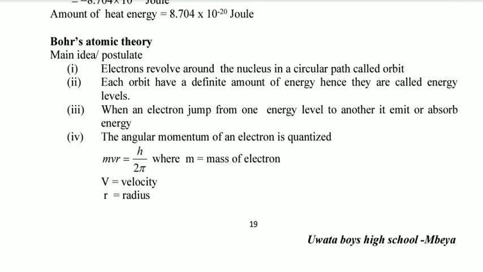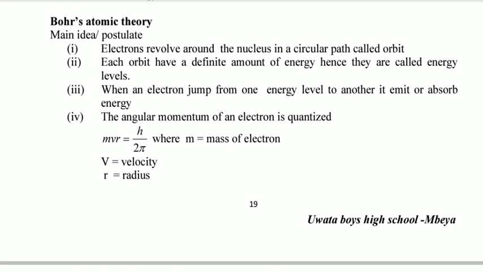About Bohr's atomic theory, we already discussed these, but we are just memorizing them. Here, the electron revolves around the nucleus in a particular path called an orbit. Each orbit has a different amount of energy, hence they are called energy levels. When an electron jumps from one energy level to another, it emits or absorbs energy. The angular momentum of an electron is quantized. If it is quantized, it means it has a certain fixed value. Here we have mvr is equal to h divided by 2 pi. This is the equation, you must know it. m is the mass of an electron, v is the velocity, that is the linear velocity, and r is the radius. So that is not the angular velocity, it's the linear velocity.